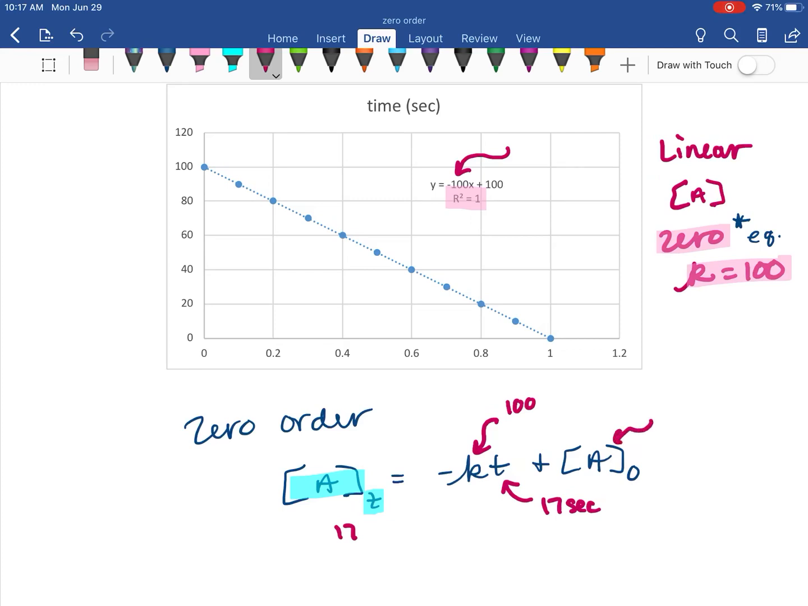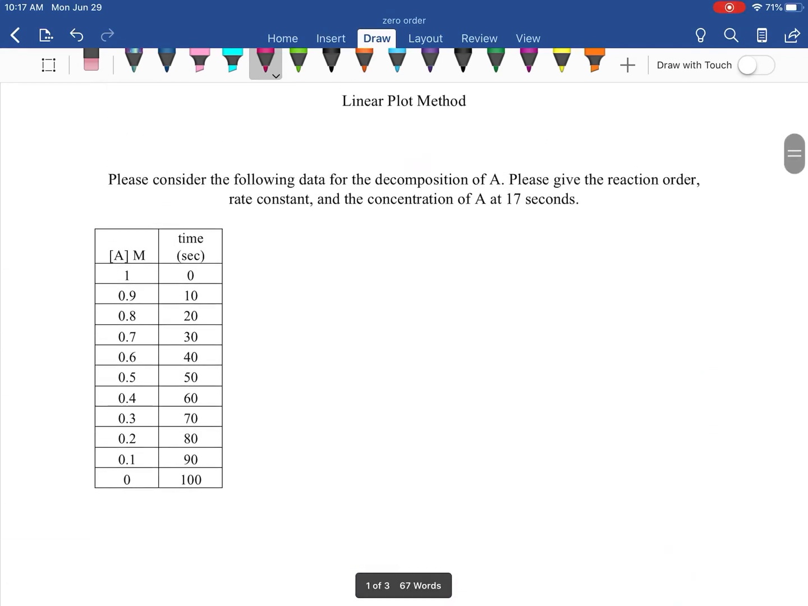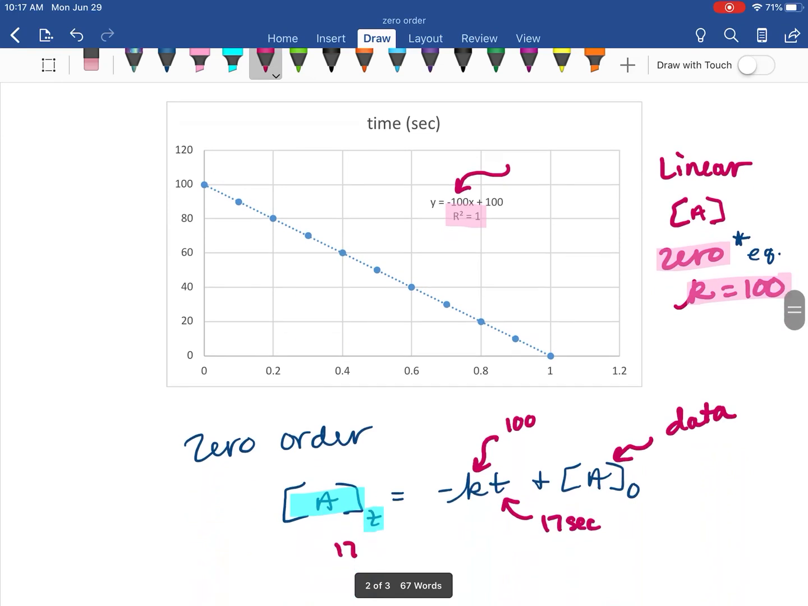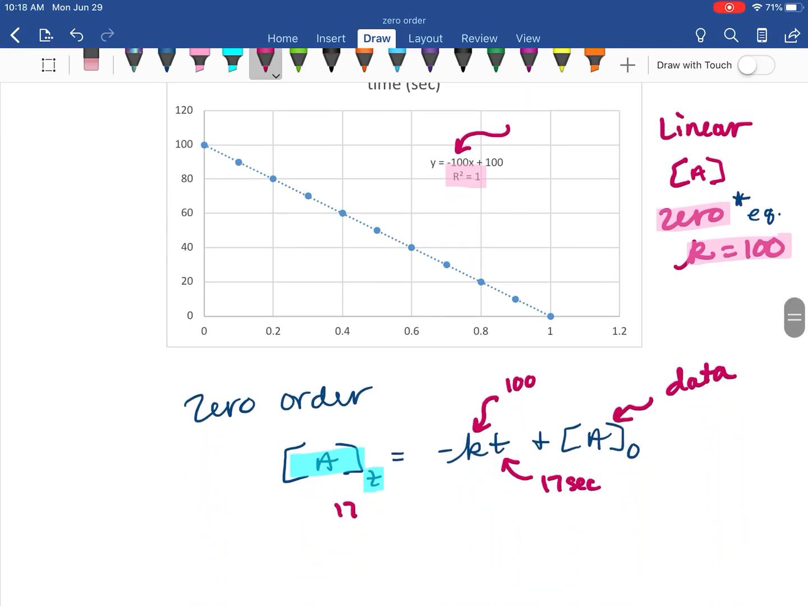And our initial, we can read from our data. So if we look up at our data table, we are reading 1 molar. That's our initial. And you notice 17 seconds is not on here. We have to solve for that. Okay, so when we get our linear plot and we solve for our 17 seconds, let's plug our numbers in. So we want to solve for this one. There's our 100 for our K. Here's our 17. And then here's our 1 molar.